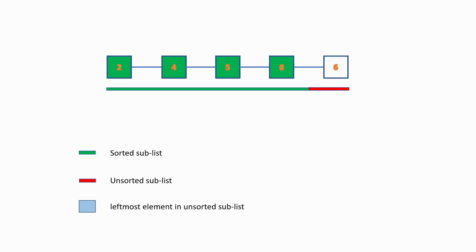Consider the number 6. Compare it with the previous element. 6 is smaller than 8, so we swap them. Continue to compare it with the previous element. 6 is larger than 5, so it's already in the correct position. So now, no more element in the unsorted sublist, so we have our list sorted in ascending order.